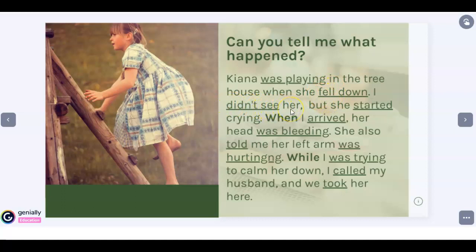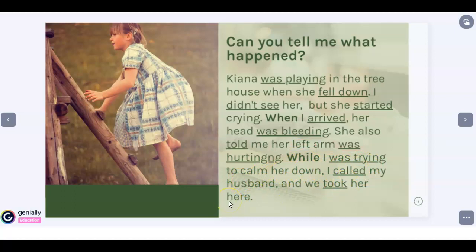I didn't see her. Oh, what about the negative sentences? Remember that when we are using the simple past, we're going to use did and not and the verb in simple form. Don't forget that. That is very important. Didn't see. I didn't see her, but she started crying. Regular verb. When I arrived, her head was bleeding. Yes. So we have now when. She also told me her left arm was hurting. While I was trying to calm her down, I called my husband and we took her here.